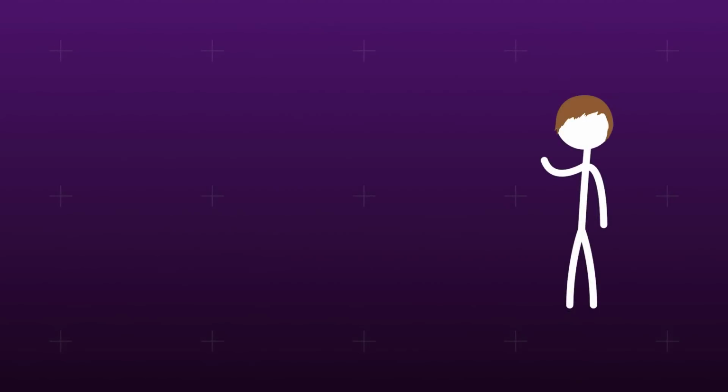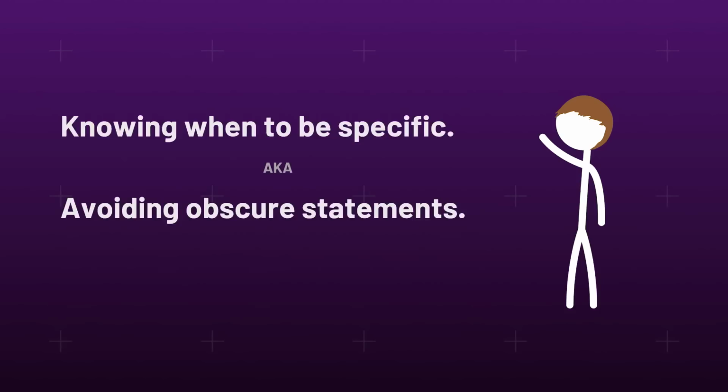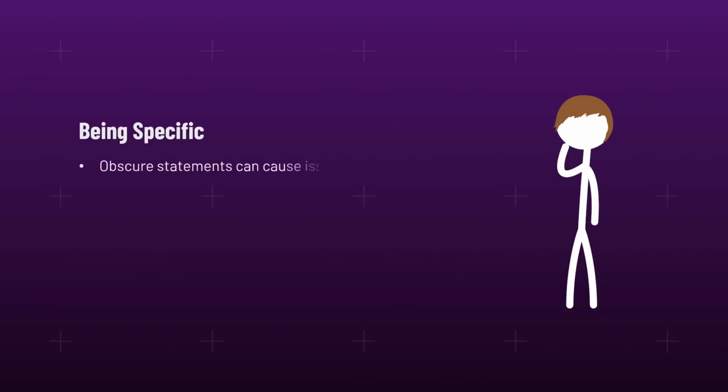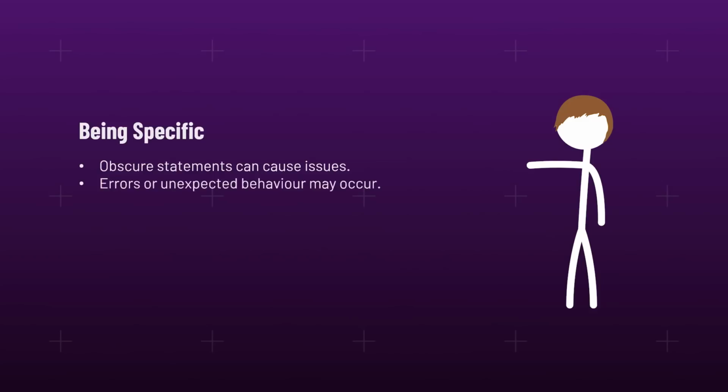Okay, one of the last concepts I want to talk about in this video is just as much a life skill as it is a programming skill, and that's knowing when to be specific, or alternatively, avoiding obscure statements. In programming, it's very important to be clear with your instructions to avoid situations where the computer isn't really sure what you're trying to say. If the compiler doesn't know what to do when turning the code into lower level instructions for the computer, it will either show you an error or just behave in a way that you didn't expect.